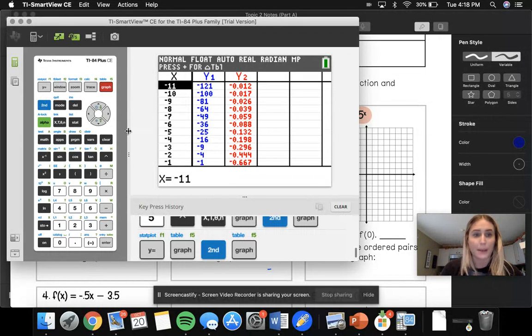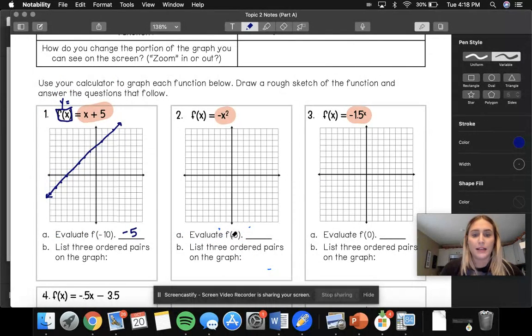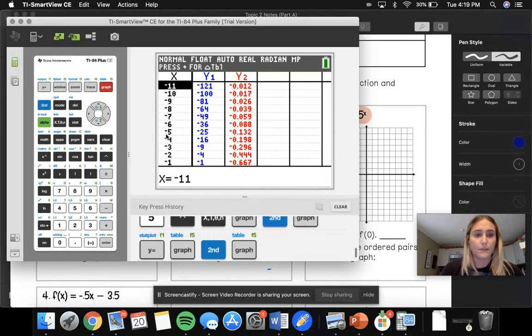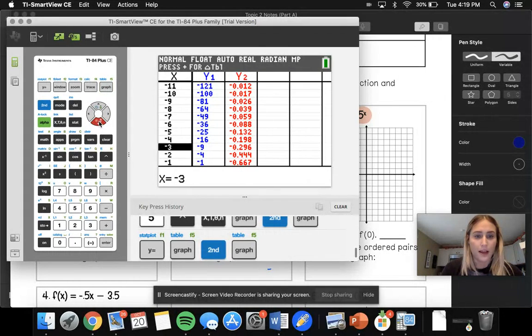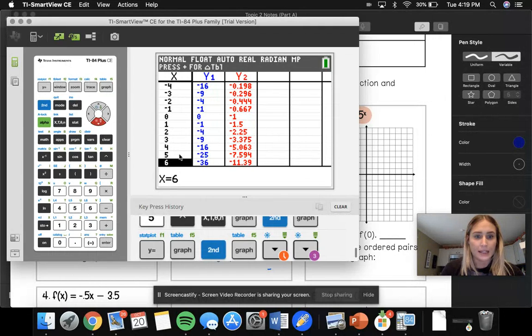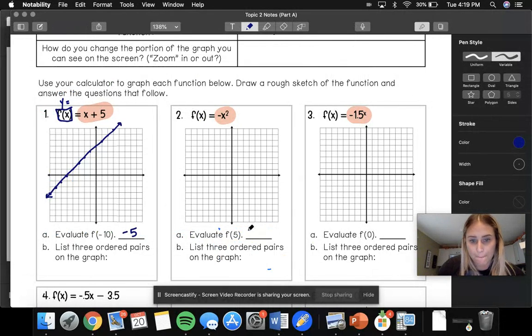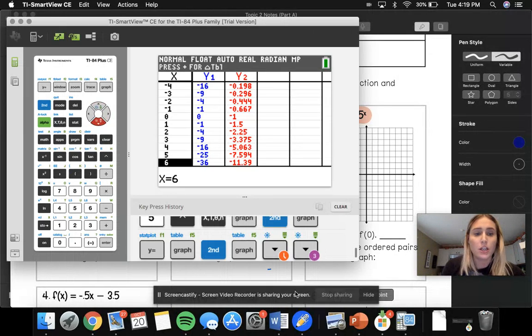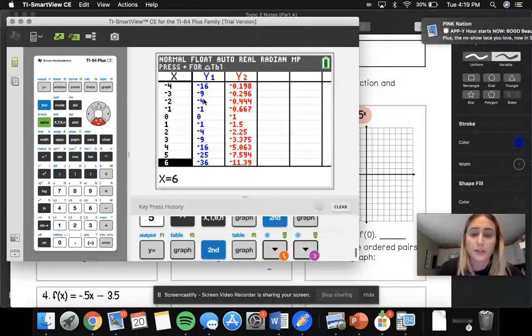Okay. So it is asking me right now to find f of 5 with this first function. So I need to go and find 5. And I get f of 5 being negative 25. Okay. Then it says to list some ordered pairs and to just draw a sketch. So I'm just going to have the ordered pairs that I could fit.